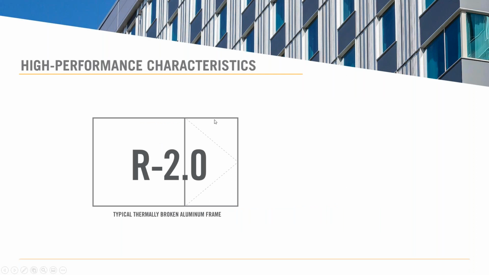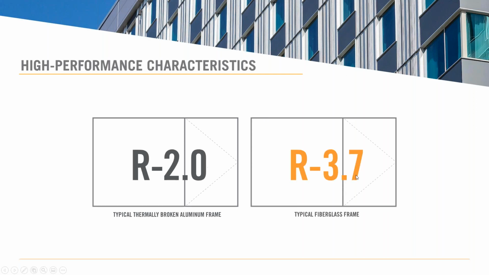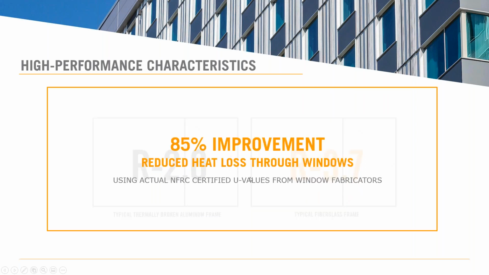So what do all of those things combine to get you in terms of the window performance? Like I said a couple slides ago, windows are a system. You can't look at any of these characteristics in isolation, but they all come together to give you an overall thermal performance of the window. And a typical window these days for aluminum thermally broken, you're around R2. And if you switch to any low conductivity frame, you can expect around R3.7 for fiberglass, which is an 85% improvement in R value for that window.